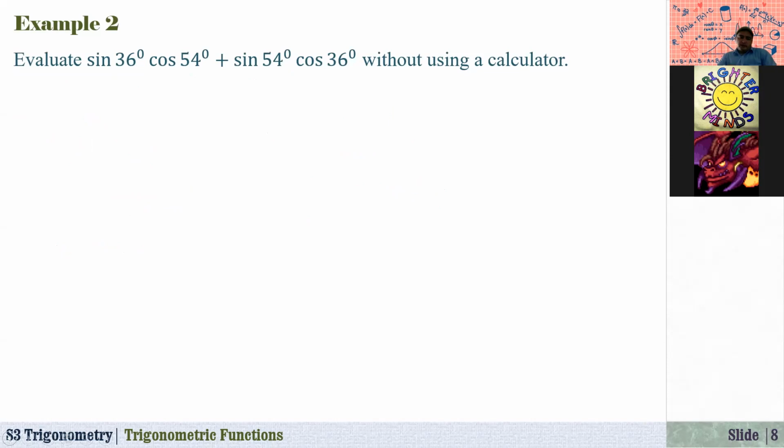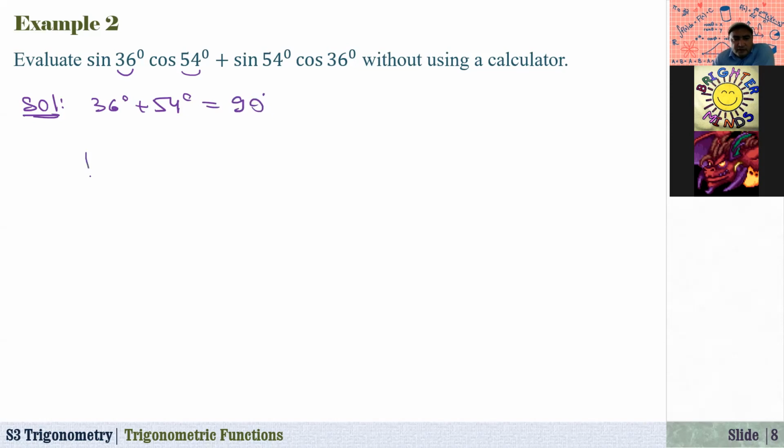Another question: evaluate sine of 36 times cosine of 54 plus sine of 54 times cosine of 36. If you notice here, if these angles were different, this question would be more difficult and we would have to use different techniques. But here we have 36 plus 54 equal to 90 degrees, and we can actually do something here.